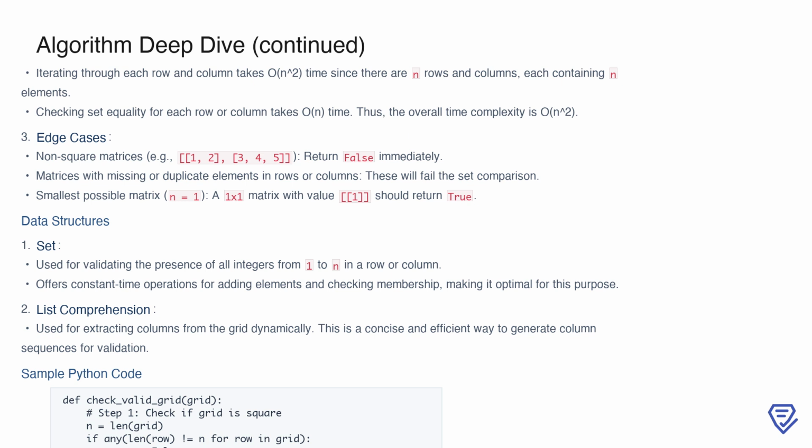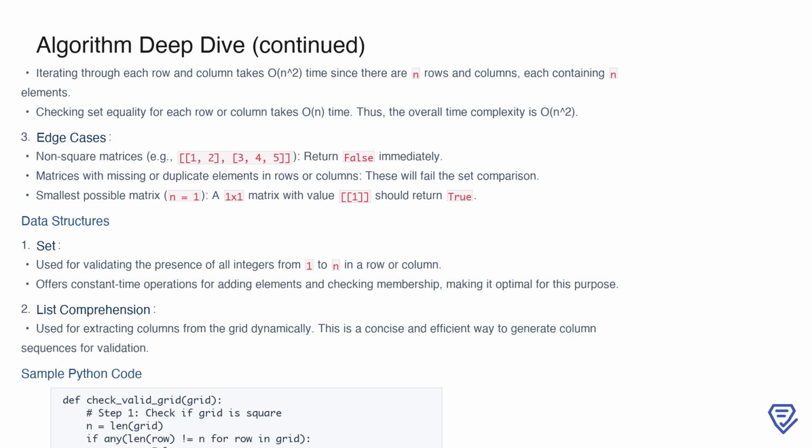To implement this, we rely on a few data structures. The set data structure is critical for validating the presence of all integers from 1 to n, as it offers constant time operations for adding elements and checking membership. Additionally, list comprehension is used to extract columns from the grid dynamically. This is a concise and efficient method for generating column sequences that we can then pass to the validation function. With these tools in place, we can construct the algorithm.